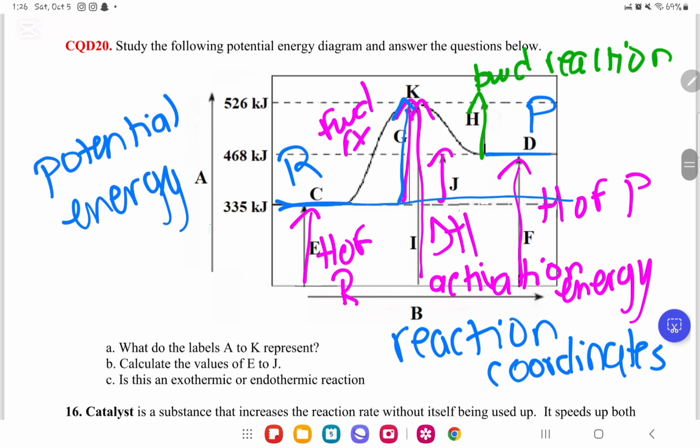All right, but here G, we said the distance from the reactant energy all the way to the activation energy, we call this the forward reaction. And then the distance from the reactant energy to the product's energy, we would call this our delta H.